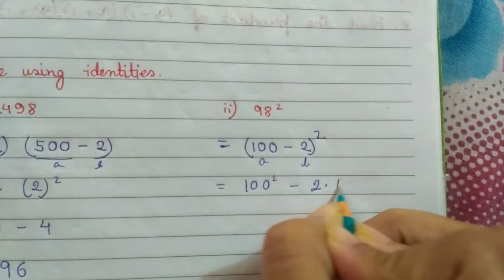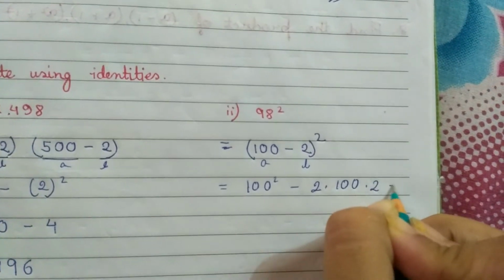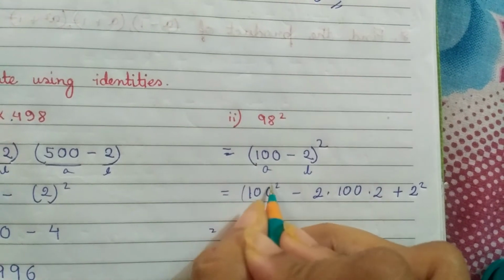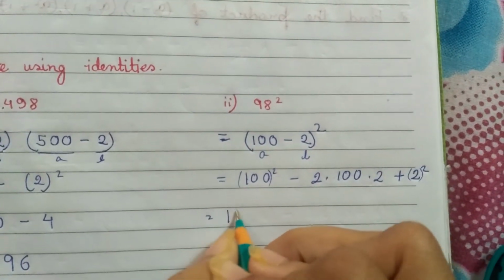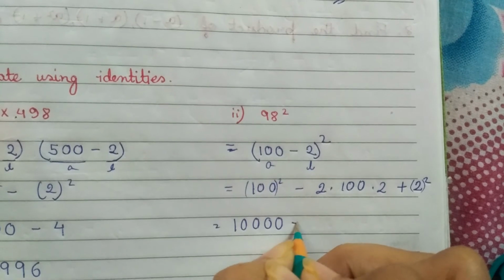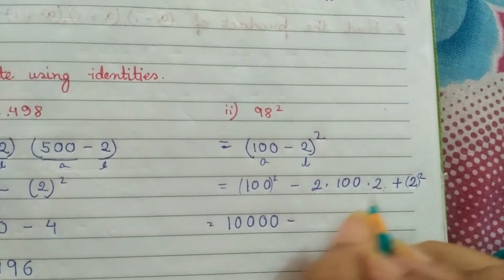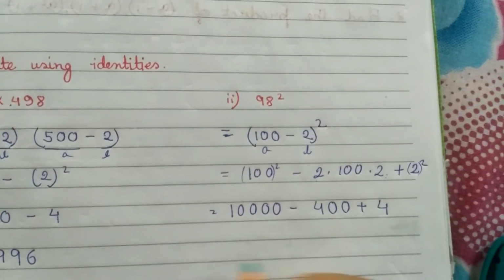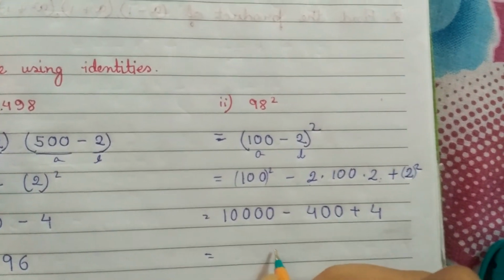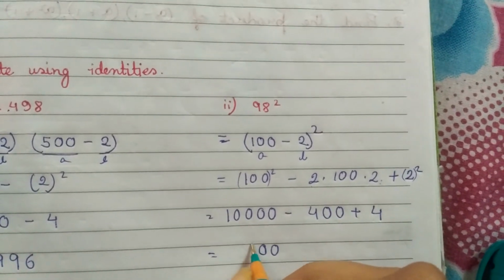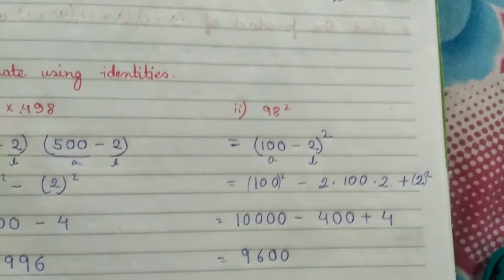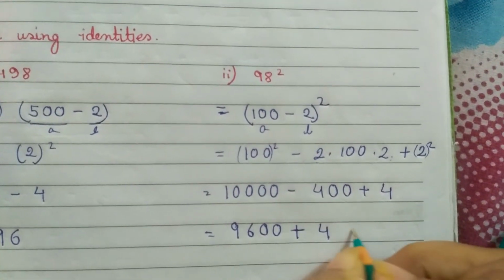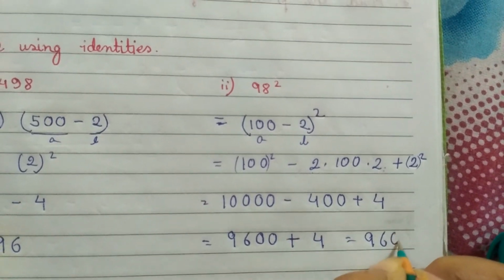minus 2ab plus b square. Now according to the formula, 100 square is 10,000, minus 2 2s are 4, 4 into 100, 400, plus 2 square is 4. Now you have to subtract it and find your answer. Then we will add it and the answer will become 9604.